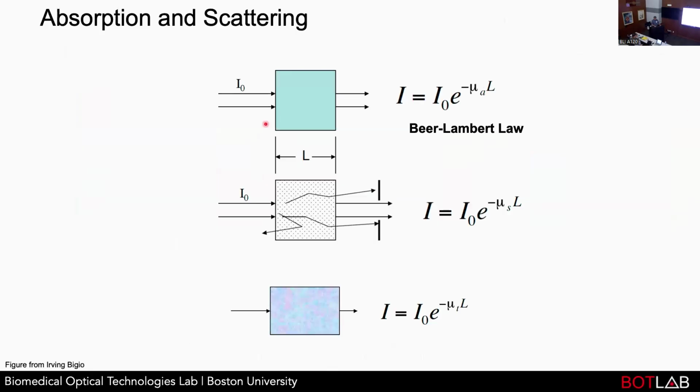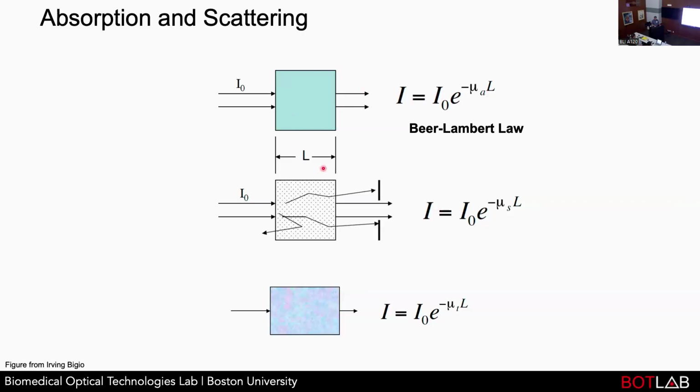Diving a little bit deeper into this, I showed you Beer's law. I'd now like to introduce the Beer-Lambert law. So let's pretend we have some media that only has absorption in it. Remember, our end goal is to get at these chromophores. To do that, we need to quantify absorption.